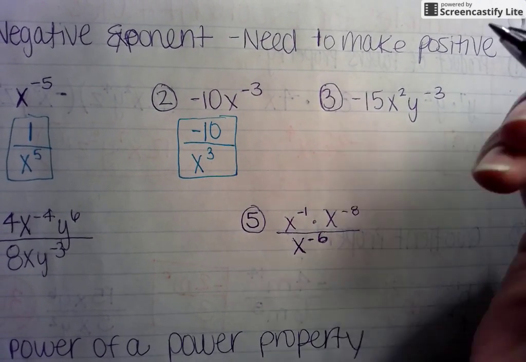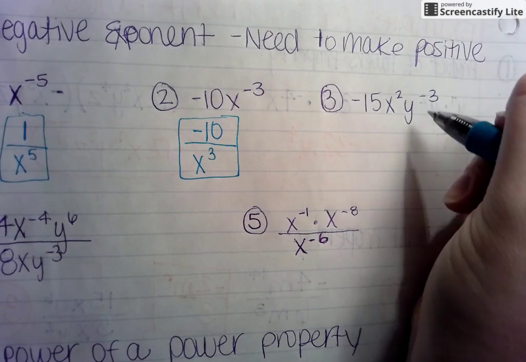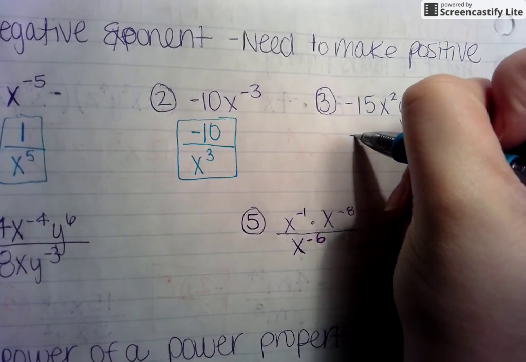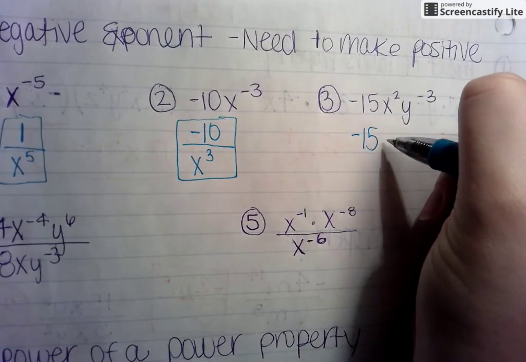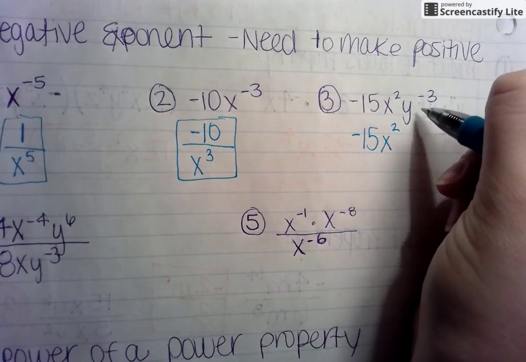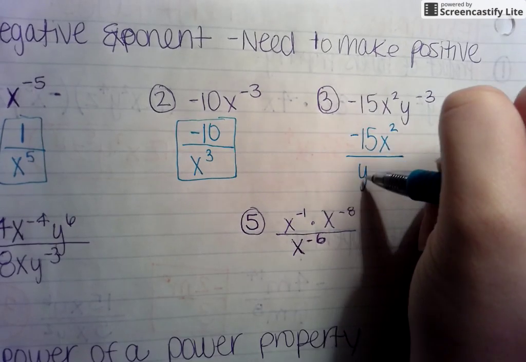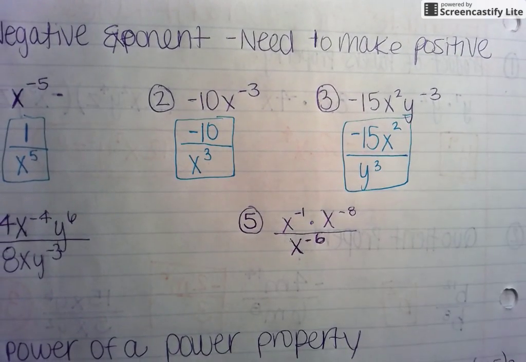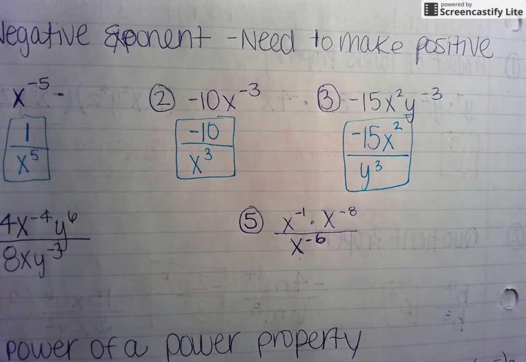Okay, this one you have the negative 15, x to the second, and y to the negative 3. The only thing that I have to move here is, I'm going to keep the negative 15 on top, x squared, and I'm going to move down the y to the third power, and I'm going to leave it like that because I don't have to move anything else.